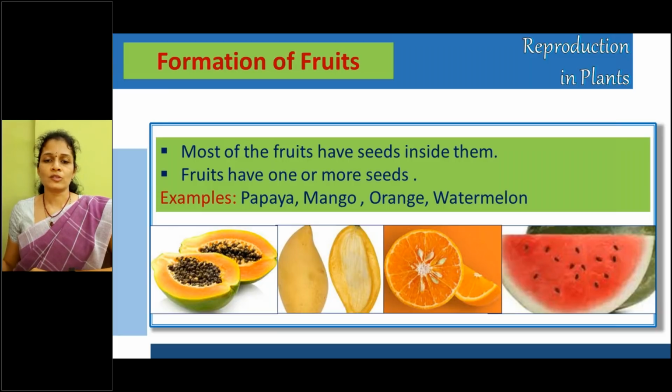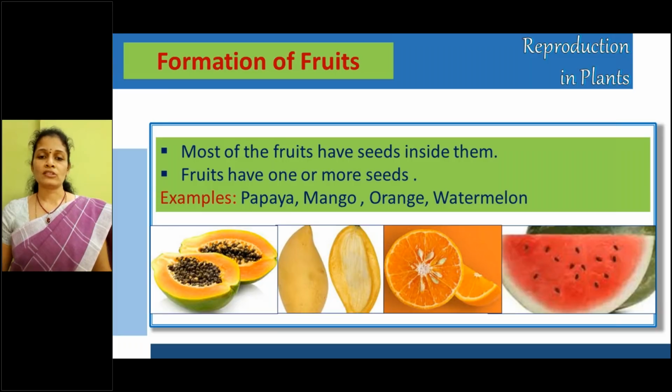Now, what is the next fruit, children? Orange. See, how many seeds are there? In this, many seeds are there. Now, which nutrient is present in this, children? Which vitamin is present in this orange? Can you tell me? Yes, vitamin C. It is rich in vitamin C. It improves our immunity.